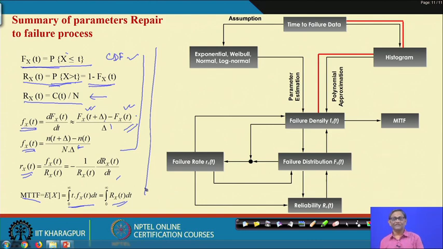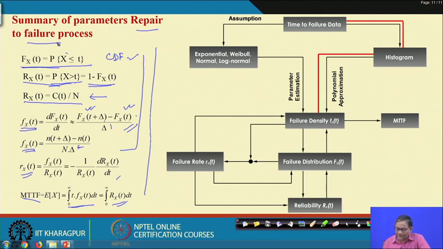On the right-hand side there is a figure. You just see the figure. This figure is basically talking about the parameters. Here we are basically considering the repair to failure process, which is a non-repairable system, only one repair to failure. Once it fails you have to discard it.